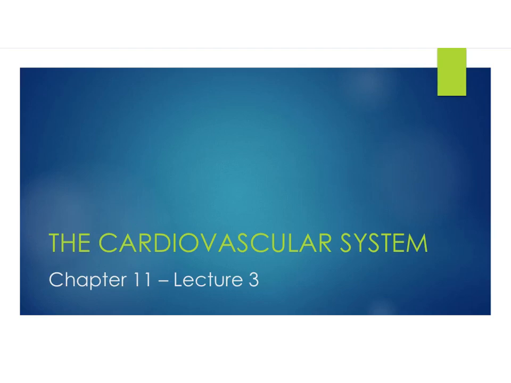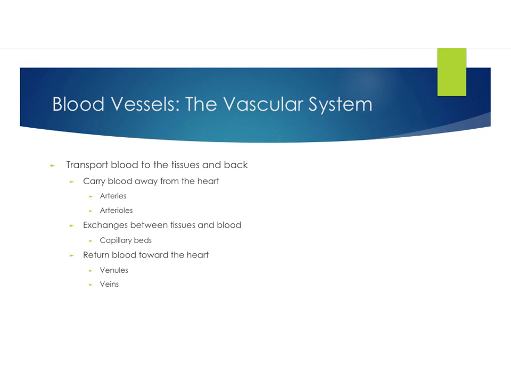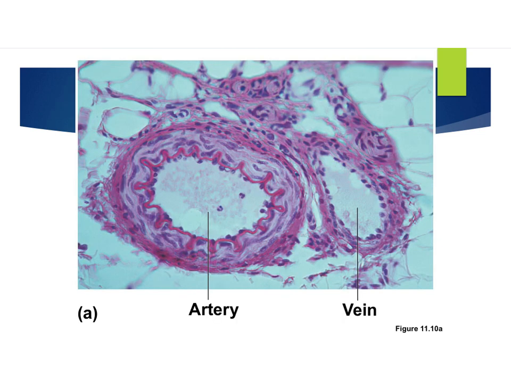In this lecture, we're going to move on from the heart and start talking about blood vessels. Blood vessels form the vascular system, and they transport blood to your tissues and then back to your heart. The blood vessels that carry blood away from the heart include arteries and arterioles. The place where exchange occurs is in your capillary beds, and then blood is returned to your heart through your venules and veins. There are structural differences between arteries and veins.